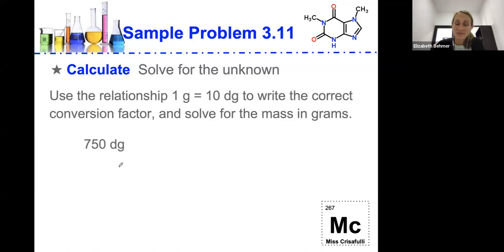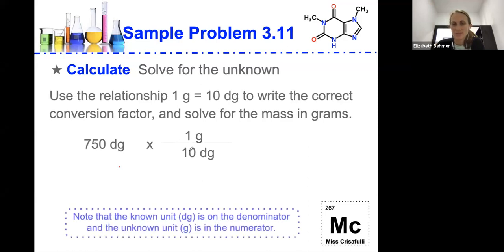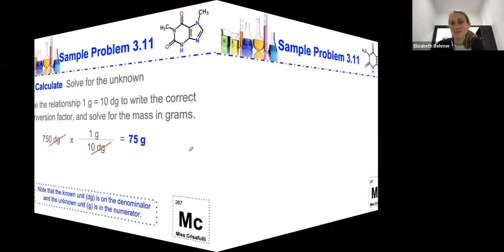We have 750 decigrams and we want to multiply by our conversion factor, 1 gram over 10 decigrams. We know that our units will cancel out. We'll do 750 divided by 10 and we get 75 grams.